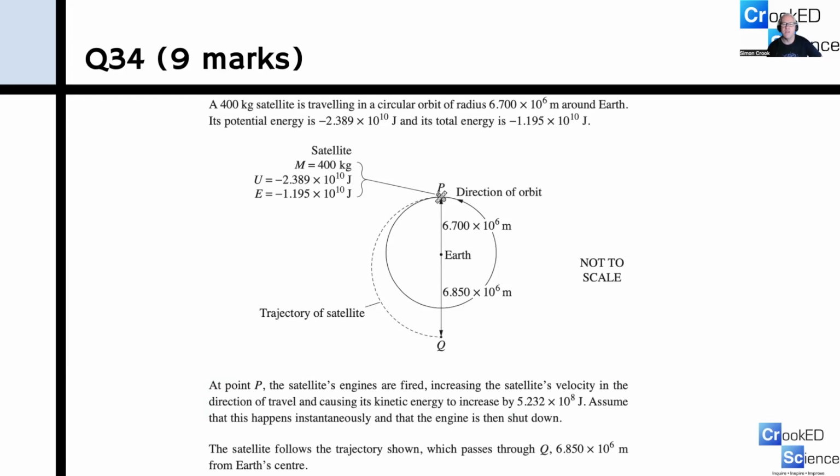particular radius. Then there's an instantaneous burning of the engines, and that sends it out on an elliptical orbit. There's a gain in kinetic energy in order to do this from burning the engines, which as a consequence has an increase in velocity.